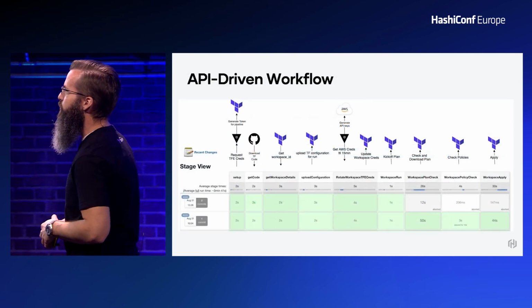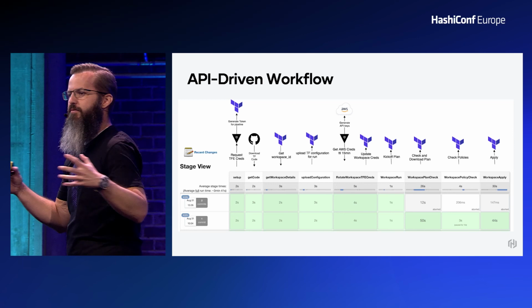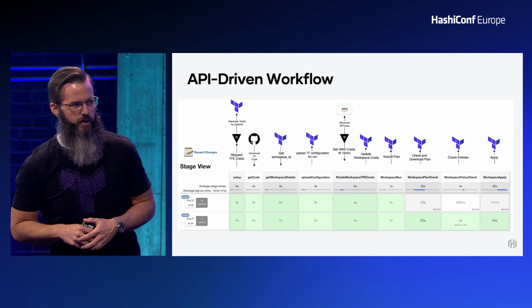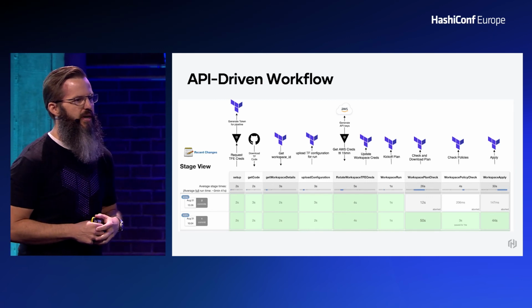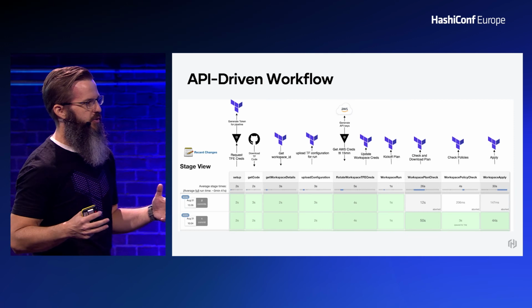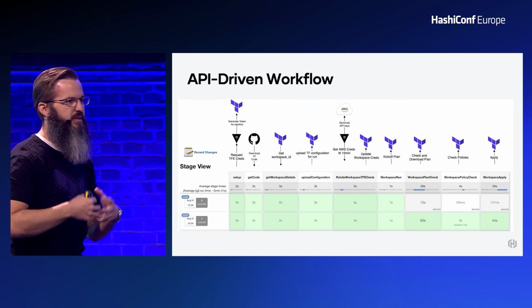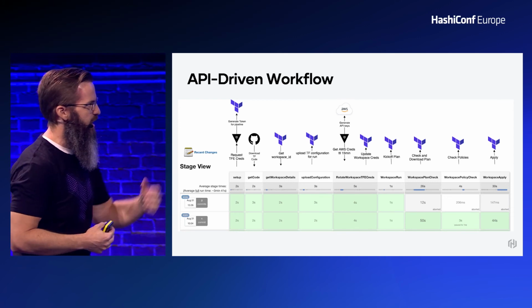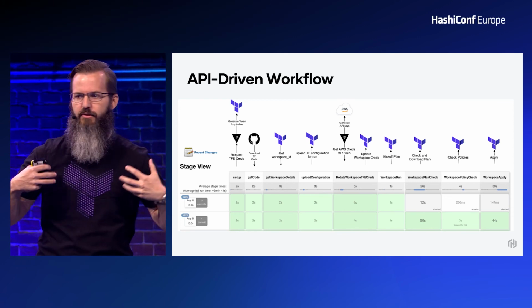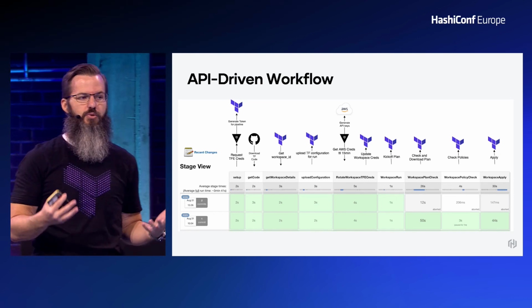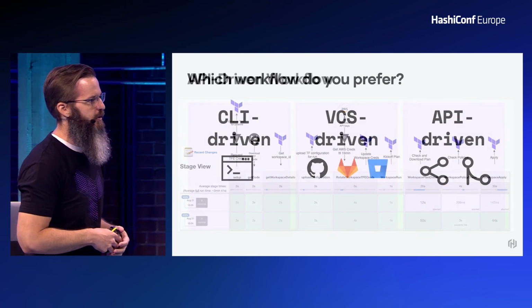Then we dive into the API-driven workflow, where whatever you need it to do, it can do. If you want to integrate this into a CI/CD pipeline, totally okay. If you want to build in customizations and integrations into things like Vault, as we have in our example here, pulling out some of those dynamic credentials, you can do that. You can do anything that you want to when it comes to the API workflow.